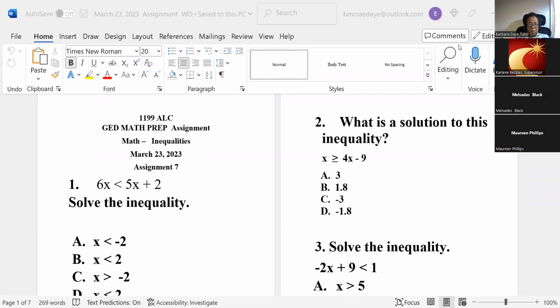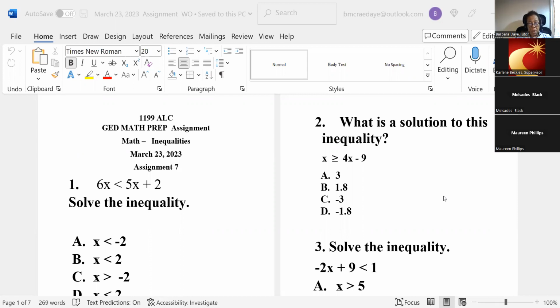Okay, so what we will do today, we will go over the assignment. Then we'll do some practice work. We'll do some word problems in inequality. Okay. And on Monday, you will have a quiz.